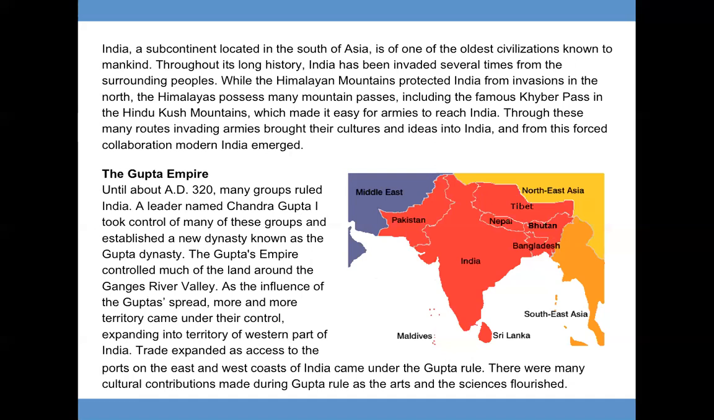The Gupta Empire. Until about AD 320, many groups ruled India. A leader named Chandragupta I took control of many of these groups and established a new dynasty known as the Gupta dynasty. The Gupta empire controlled much of the land around the Ganges River valley. As the influence of the Guptas spread, more and more territory came under their control, expanding into the western part of India. Trade expanded as access to the ports on the east and west coasts of India came under Gupta rule. There were many cultural contributions made during Gupta rule as the arts and the sciences flourished.